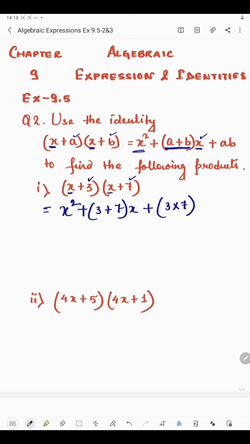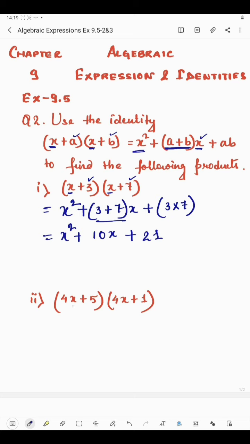In the middle term we will have to write the sum of the two different terms, and in the third term we will have to write the product of the two different terms. Now x square plus 7 plus 3 is 10, 10 multiplied by x is 10x, plus 3 into 7 is 21. So the answer of the first part will be x square plus 10x plus 21. Now coming to the second part.